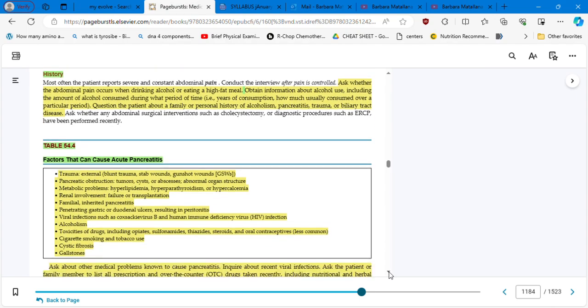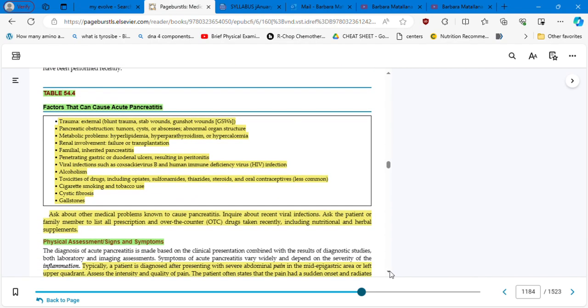So, history, we're going to ask about abdominal pain, if it's related to when the patient is drinking alcohol or eating a high-fat meal. We, of course, need to get a history of alcohol consumption, and you are going to use your old CAGE mnemonic, right, to ask how long you have been drinking, this and that. Also ask if the patient has a history of pancreatitis, trauma, or biliary tract disease.